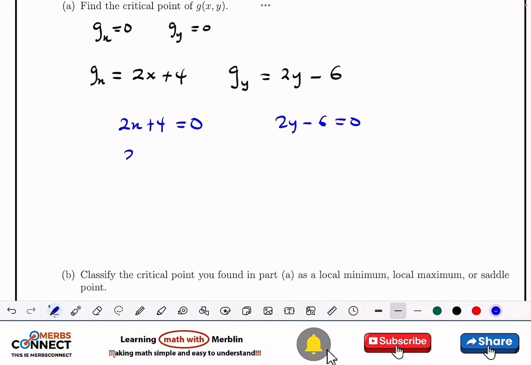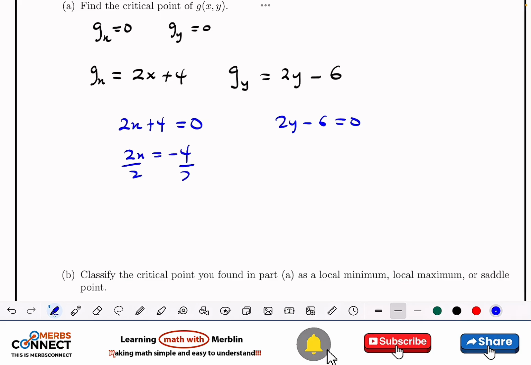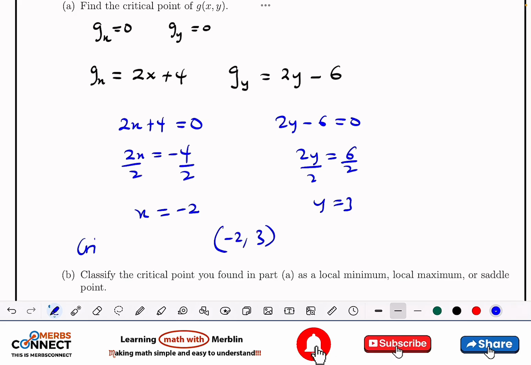So this is 2x is equal to minus 4. Positive 4 plus the equal sign becomes negative. Divide through by 2 and x will be equal to minus 2. Same thing here. 2y will be equal to 6 and then divide through by 2 and y will be equal to 3. So the critical point is minus 2 and 3. That's the critical point.